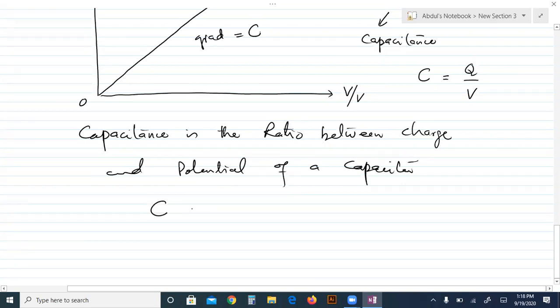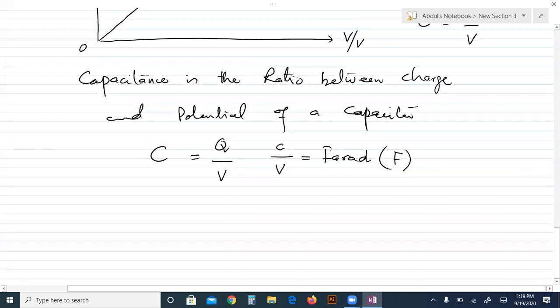So C is equal to the ratio between charge and voltage, charge and potential. Charge is measured in coulomb, voltage is measured in volt, and coulomb per volt is called farad, represented by capital F. This farad is a large unit. Usually capacitors are available in the market in microfarad, but we will convert for the numerical into farad.